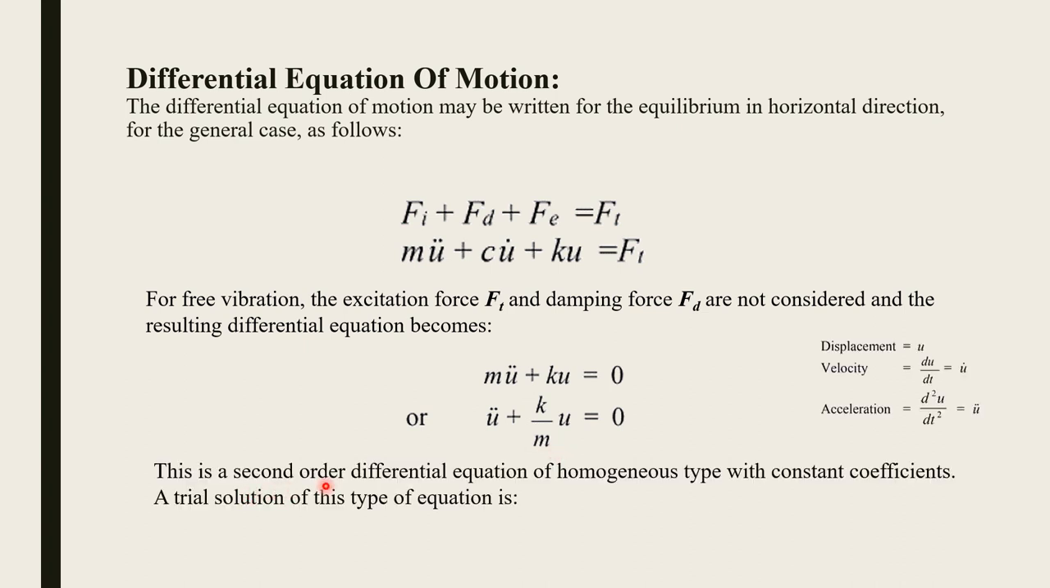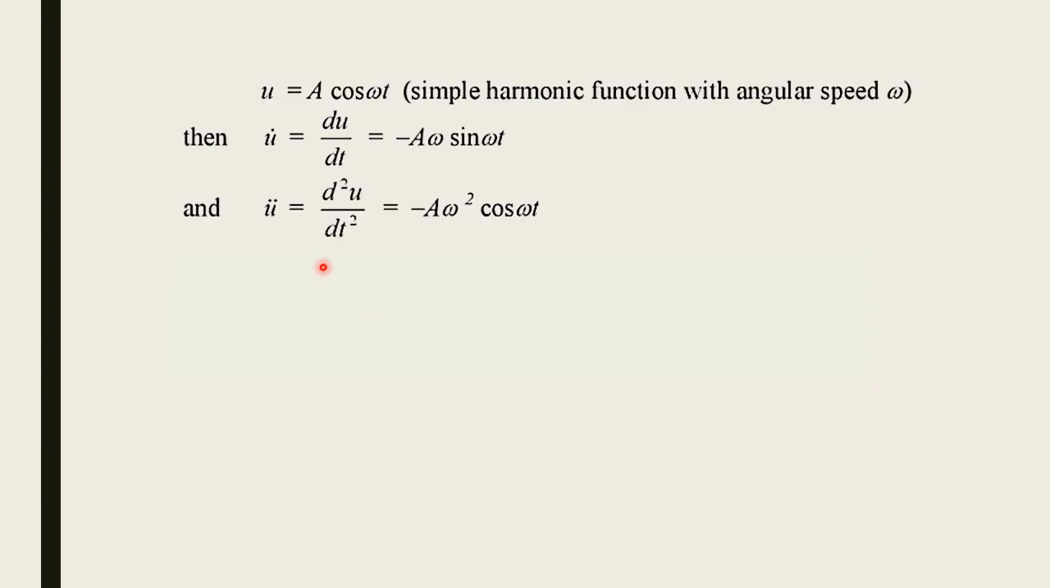This is a second order differential equation of homogeneous type with constant coefficients. Why second order? Here you can see a double derivative. A trial solution of this type of equation is u equal to a cos omega t, a simple harmonic function with angular speed omega.